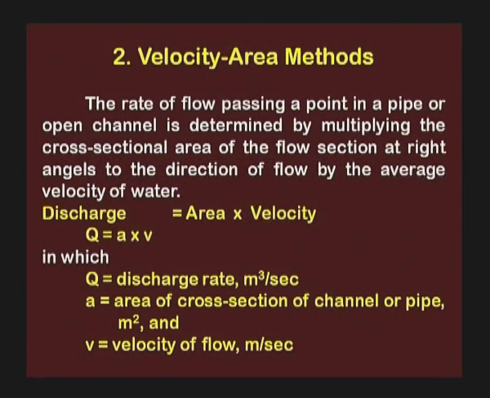Another method of water measurement is the velocity area method. The rate of flow passing a point in a pipe or open channel is determined by multiplying the cross-sectional area of the flow section at right angles to the direction of flow by the average velocity of water. Discharge is equal to area into velocity, or Q = A × V, in which Q is discharge rate in cubic meter per second, A is area of cross section of channel or pipe in square meter, and V is the velocity of flow in meter per second.